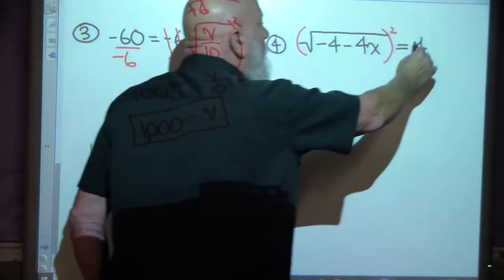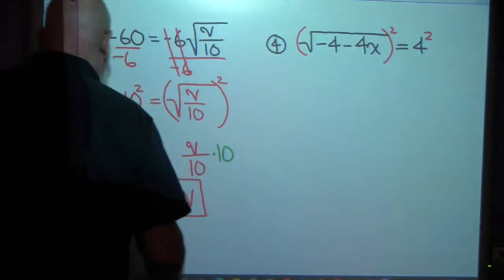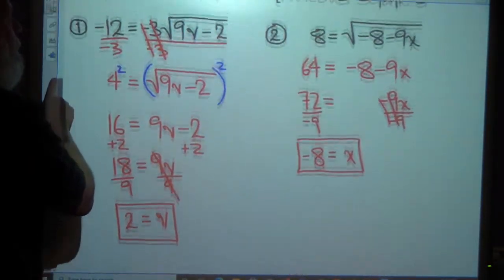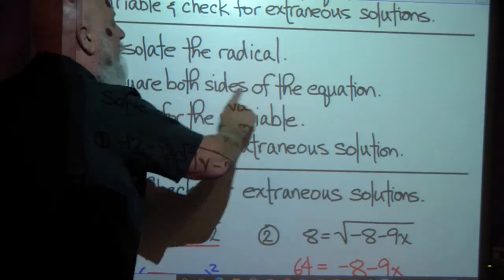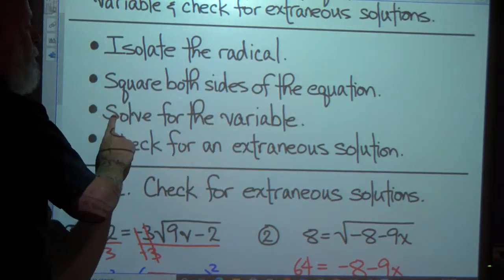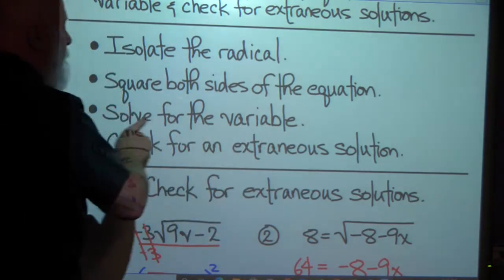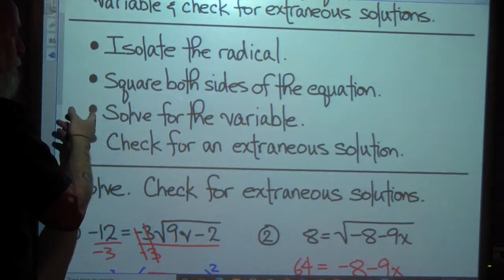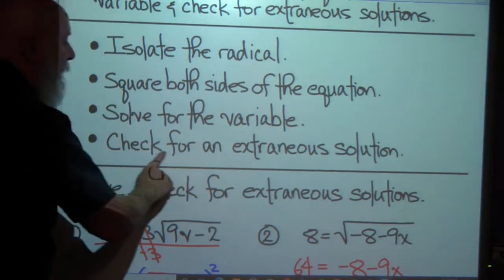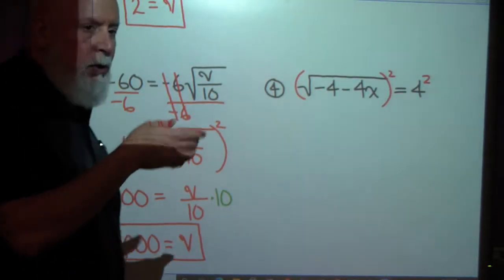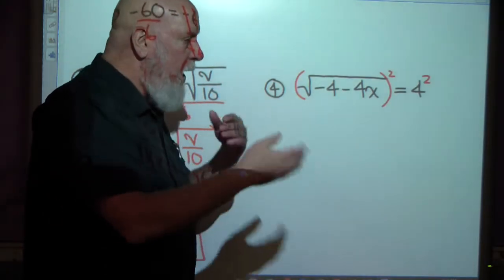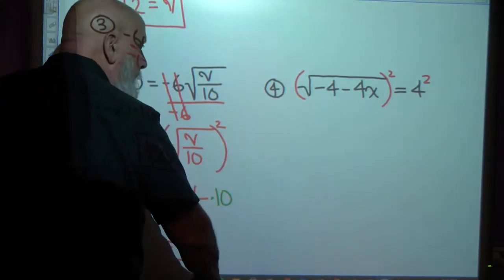Again, I'm appealing to these little bulleted items I wrote down. This is what's going through my head. I want to isolate the radical, get rid of the radical by squaring both sides. Then I'll be left with a simple algebraic equation that I'll solve using Algebra 1 or pre-algebra techniques and check for extraneous solutions. You'll hear me say roots. Roots and solutions are kind of interchangeable concepts.